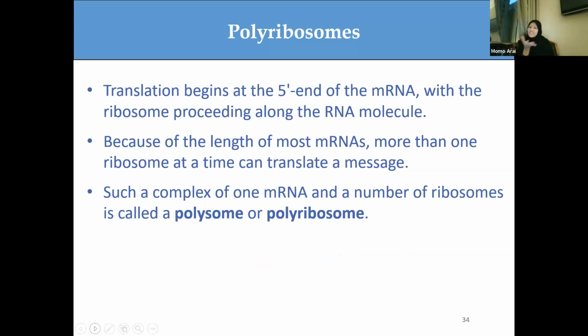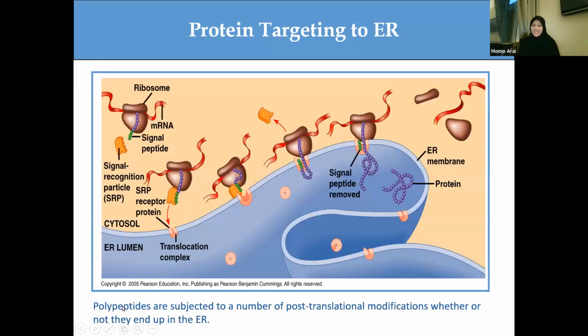It's the same thing, but basically ribosomes read the mRNA, translating the same mRNA into polypeptide. So you have the same protein at the end.